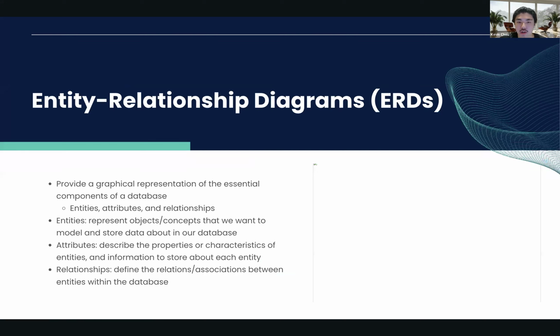Entity relationship diagrams, also known as ERDs, are graphical representations of the most essential components of our database. Entities represent the objects or concepts we want to store data about. Attributes describe the properties of these entities, and relationships define the associations between them. In summary, ERDs provide a clear and concise way to communicate the structure of a database to stakeholders, including developers, designers, and end users.